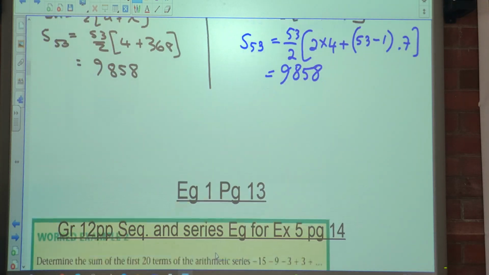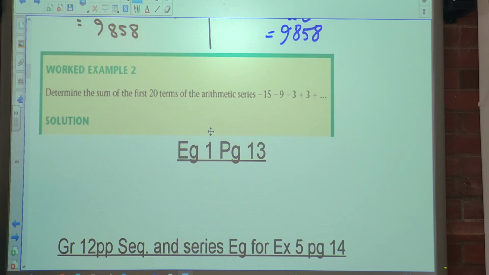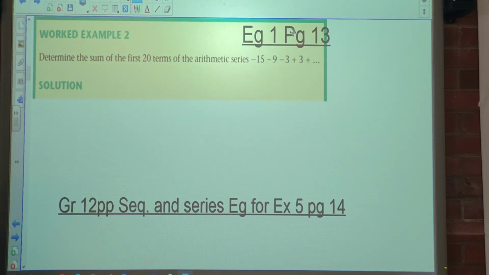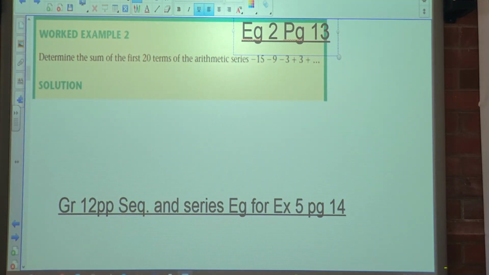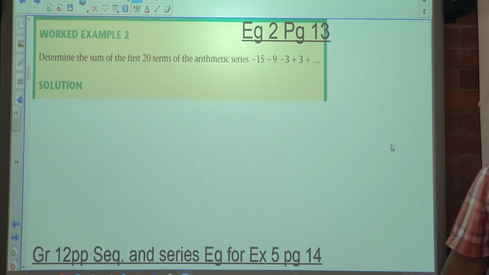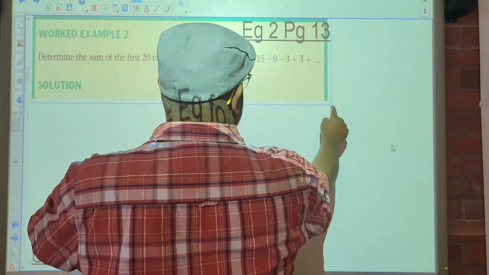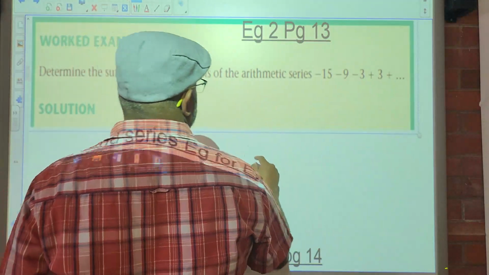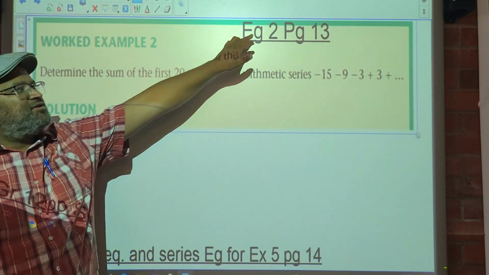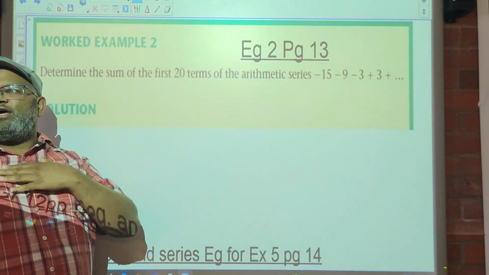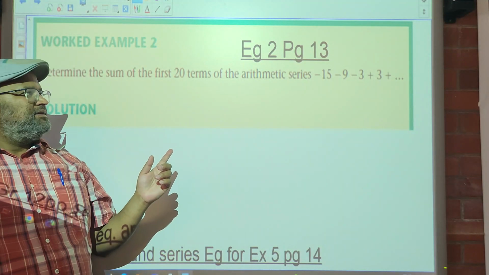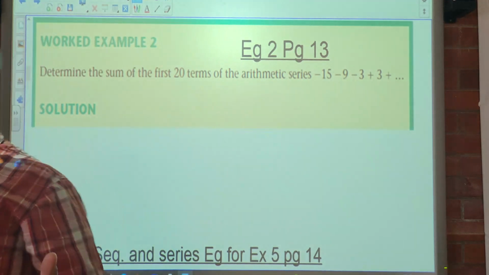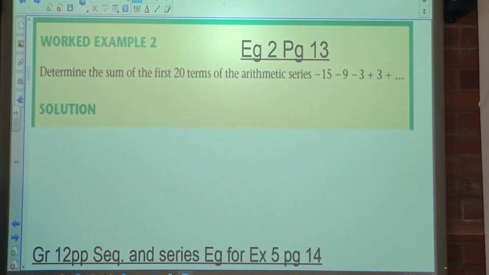Let's look at example 2. Example 2 is on page 30. Determine the sum of the first 20 terms of the arithmetic series. People, can I use that formula which says n over 2 into a plus l? No. Why? Don't have the last term. Otherwise, you can work out the 20th term and then use that formula if you like, but it's extra work with no extra marks.